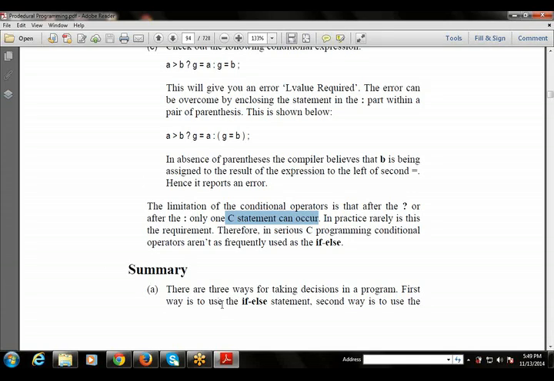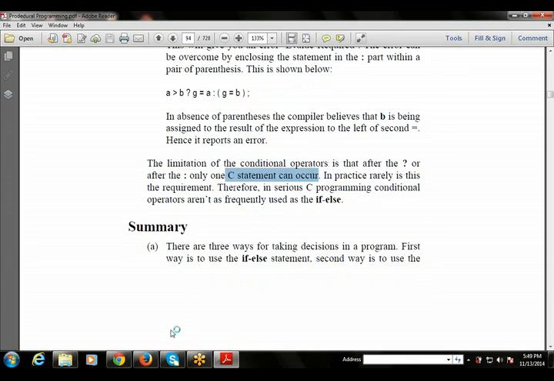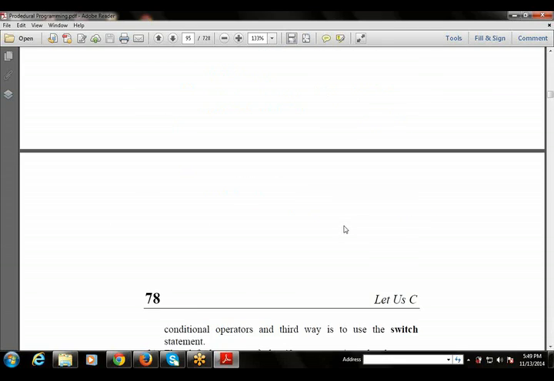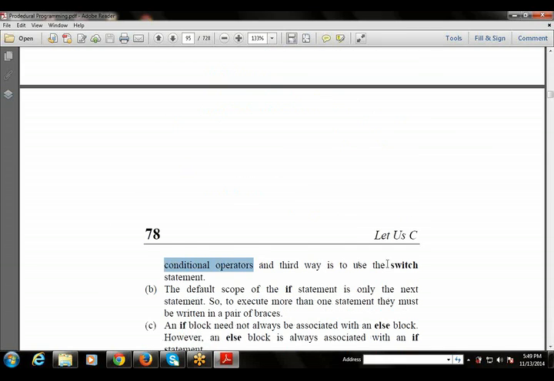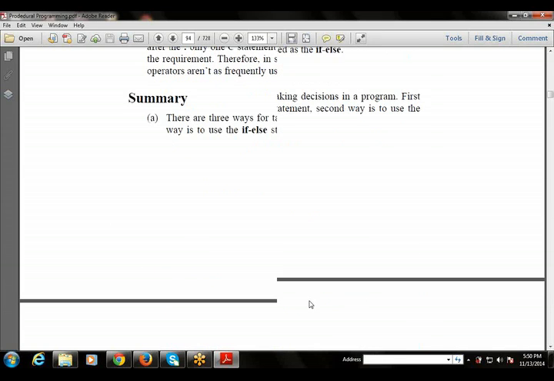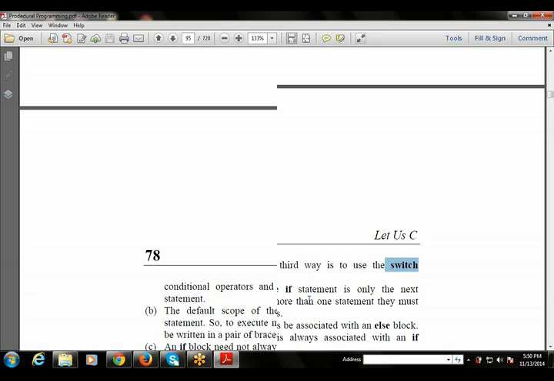Now what is the summary of this chapter? Let's finish this chapter with the summary. There are three ways for taking the decision. What are the three ways? If, if-else, nested if-else. That is, the first way is to use the if-else statement, the second way is to use the conditional operator, and the third way is to use the switch statement. So there are three ways that can be used.